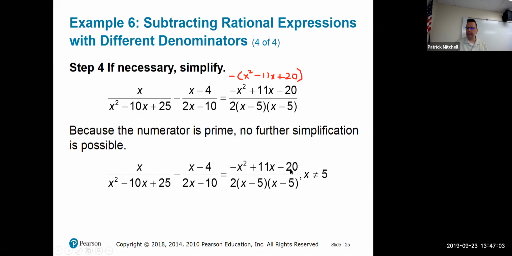And so they're writing the answer like this, and they are putting the excluded value. This is another one of those situations where I don't agree that it's necessary to exclude x equals 5. X equals 5 already makes both of these expressions undefined. It does not do anything different to this expression.